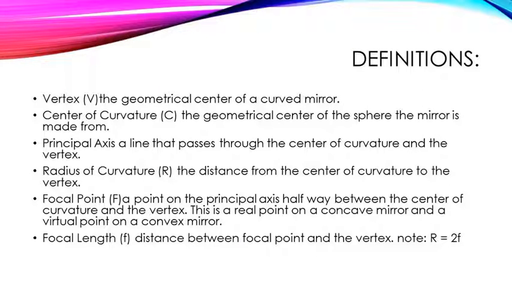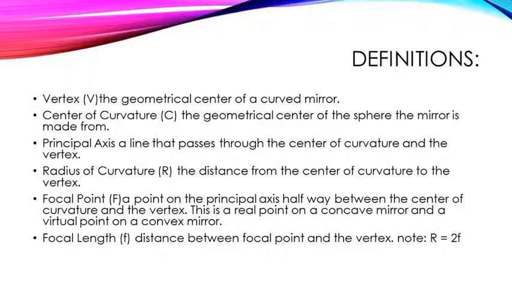Some definitions that you need to know. The vertex is the geometrical center of a curved mirror. The center of curvature is the geometrical center of the sphere the mirror is made from. The principal axis is a line that passes through the center of curvature and the vertex. The radius of curvature, r, is the distance from the center of curvature to the vertex.